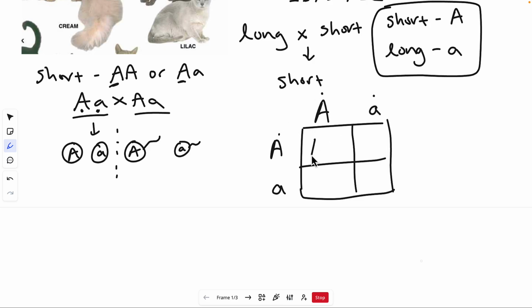So if the egg is carrying the short-haired allele and the sperm too, that gives us an offspring with two copies of the short-haired allele. If we have the egg carrying the short-haired allele and the sperm carrying the long-haired allele, we have a heterozygote. And then we could have the egg carrying the long-haired allele and the sperm carrying the short allele, which also gives us a heterozygote. And then we could have the egg carrying the long-haired allele and the sperm carrying the long-haired allele. So that gives us a homozygous recessive, two copies of the long-haired allele.